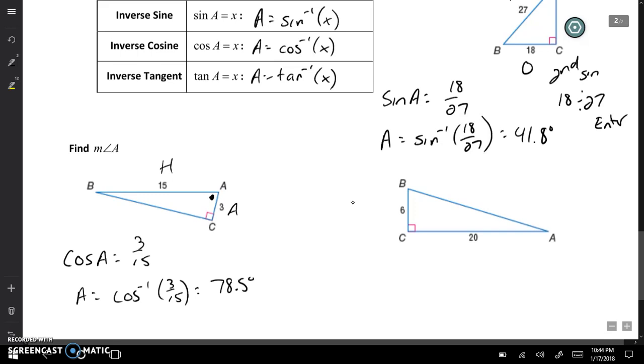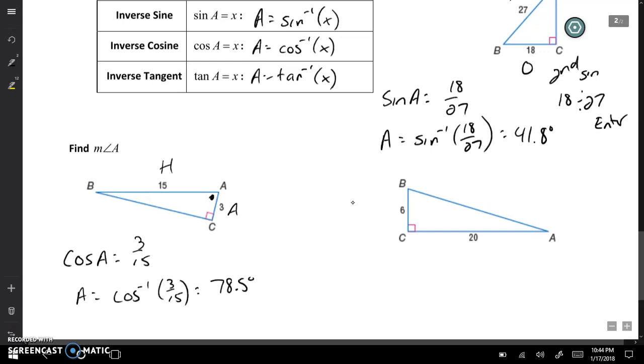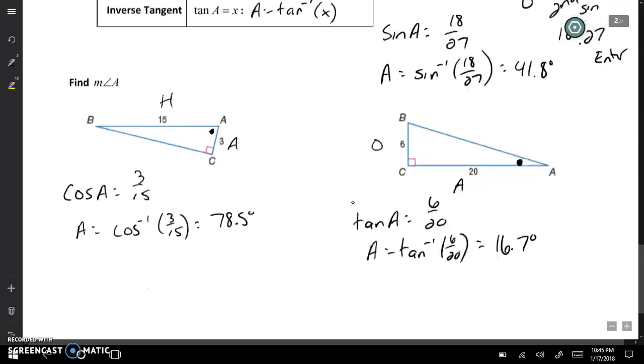Now, I want you to try the last one, see if you can get it right. If not, it's okay. Try it on the homework. We'll make sure and talk about it Thursday when I get back. Here's your angle. There's your opposite. There's your adjacent. That's tangent of A is 6/20. So take the inverse tangent of 6/20. Put that in your calculator. You get 16.7 degrees.